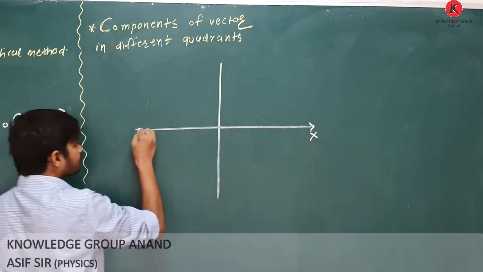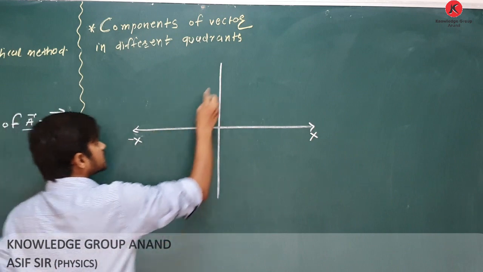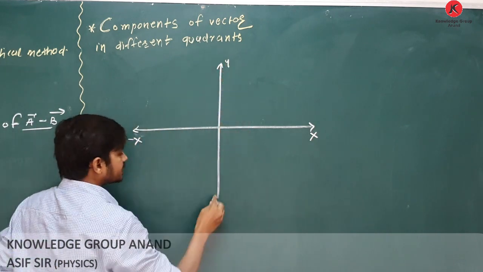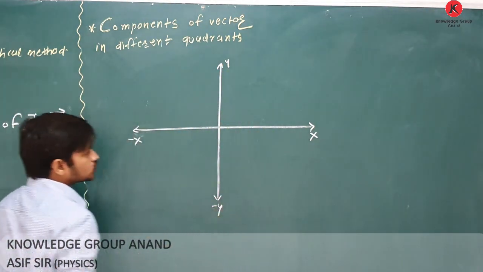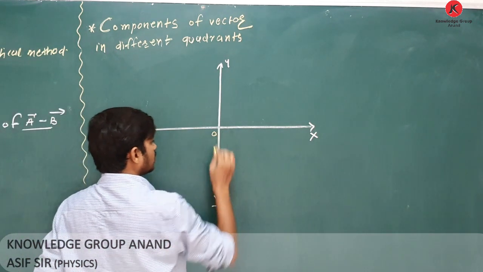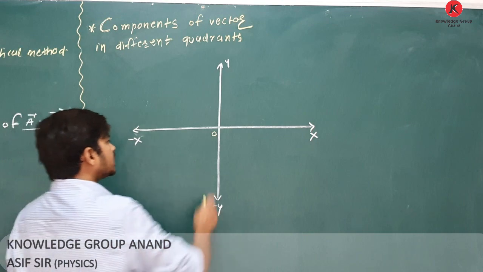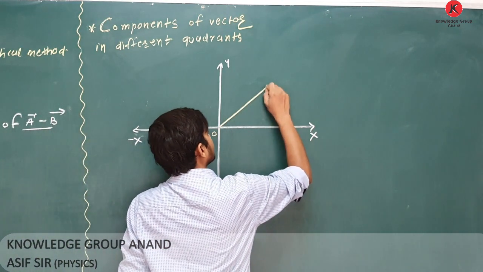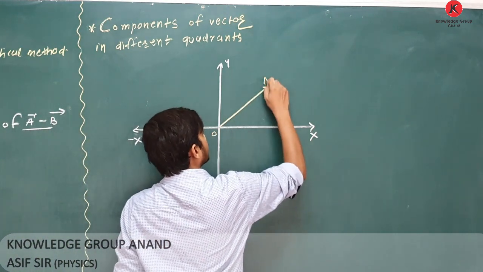X-axis, minus x-axis, y-axis, minus y-axis. Okay, now origin. If vector A is given like this, it is vector A.